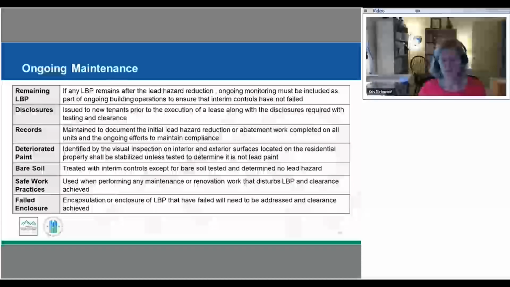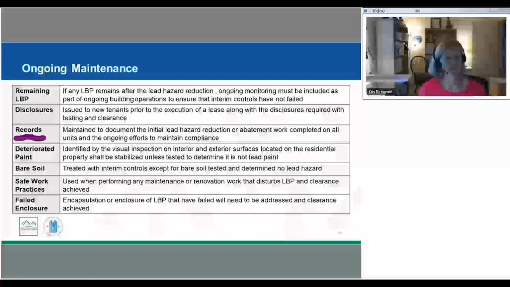Right, so this slide is showing ongoing responsibility for ongoing maintenance. So in general, ongoing maintenance is about how to keep the units lead safe. We're going to be doing ongoing inspections. We're going to be watching for deterioration. We're going to be providing new disclosure notices if anything has changed and we need to do any work. Our records are really important because we need to share any type of records in our disclosure.